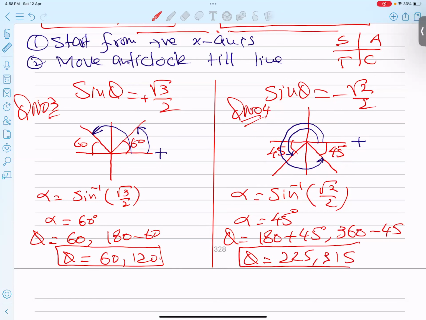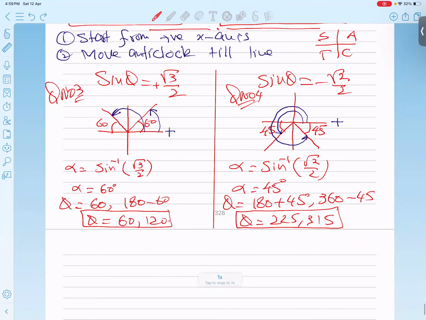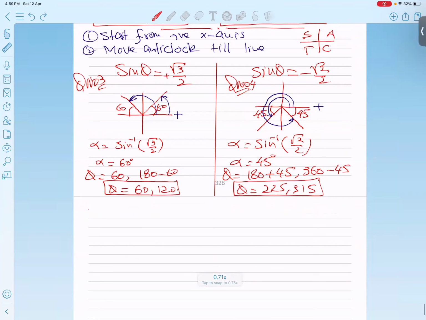Now these are two final answers. Plug in 225 here and type in calculator, it will give us negative root 2 by 2. So plug in 225 here or plug in 315 here, you get the same answer. I believe you people are understanding gradually. Now I'm giving two more questions. Question number 5 and question number 6.